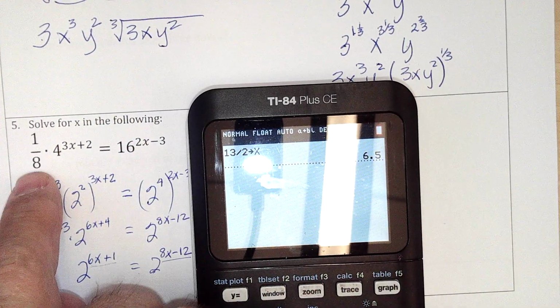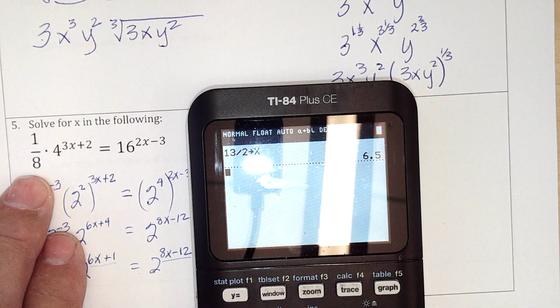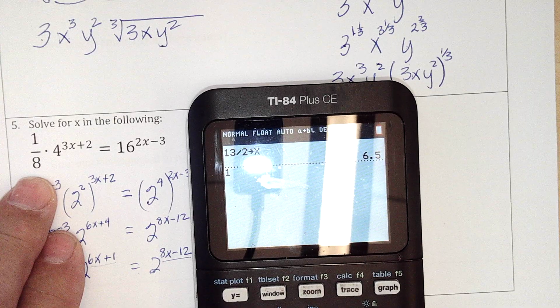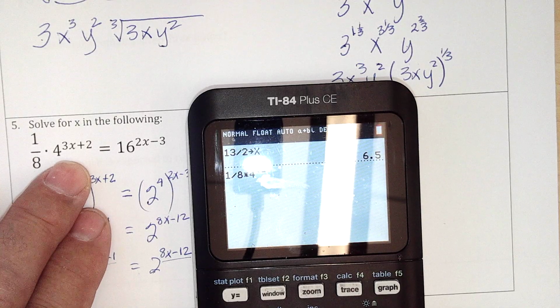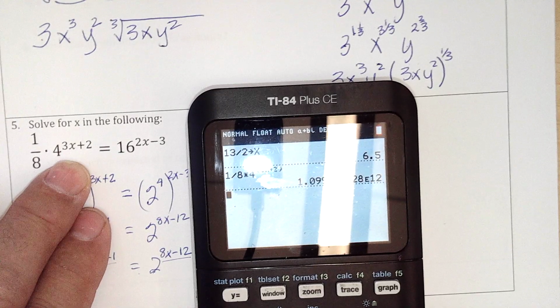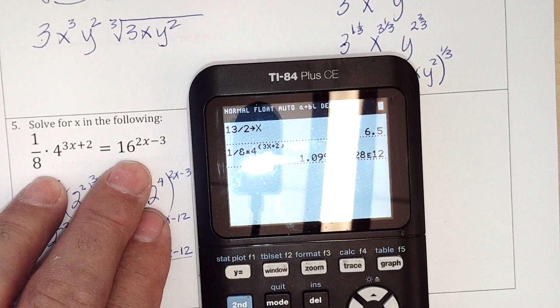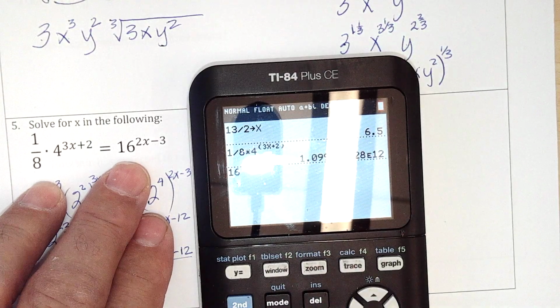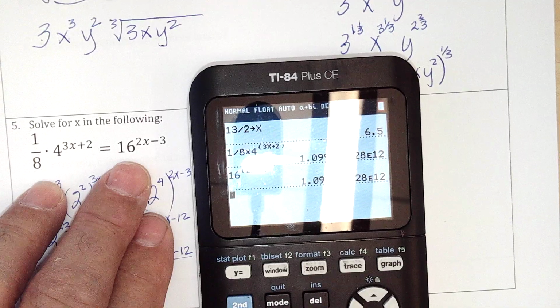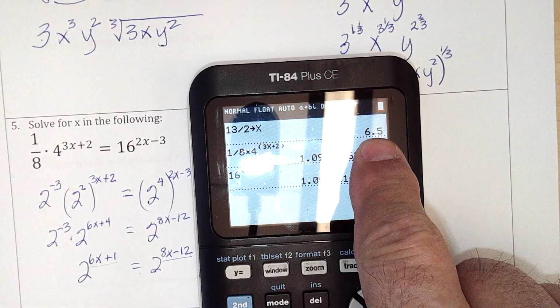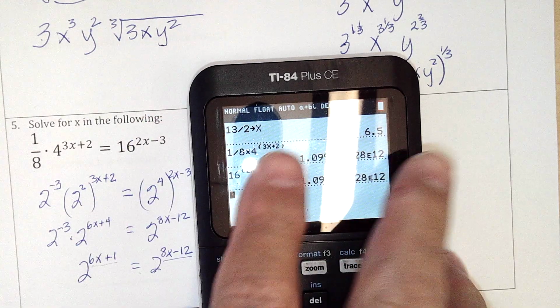And if this is correct, I can go 1 divided by 8 times 4 to the parenthesis 3x plus 2. And I can do the other side, and I should get the same number. 16 to the parenthesis 2x minus 3. And I got the same number. So using 6.5 for x, this side equals that side. So that's the correct answer for this problem.